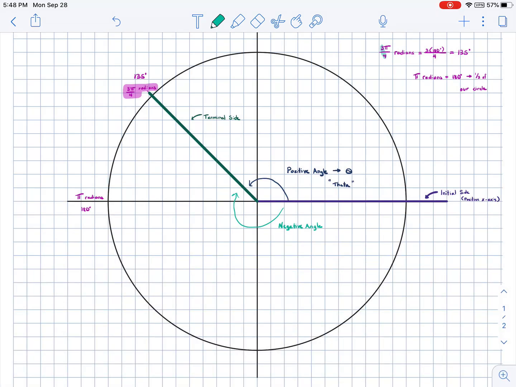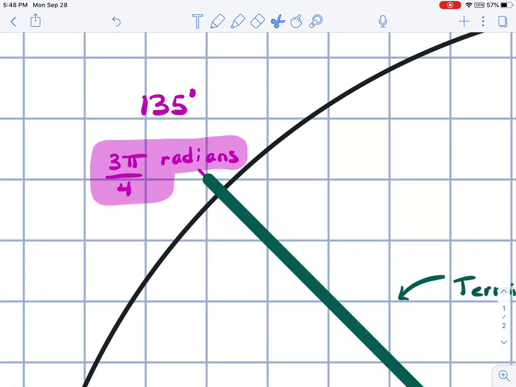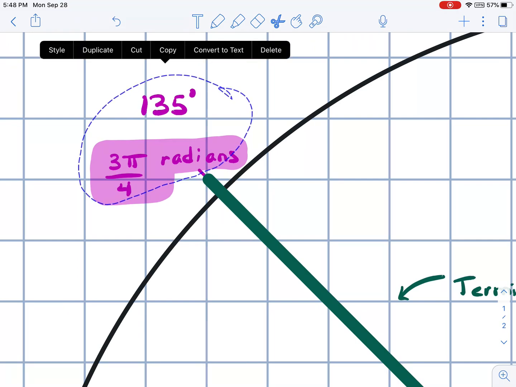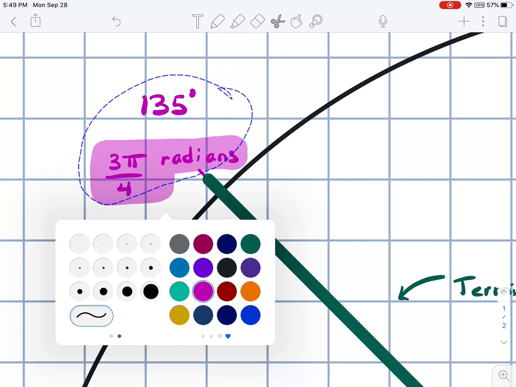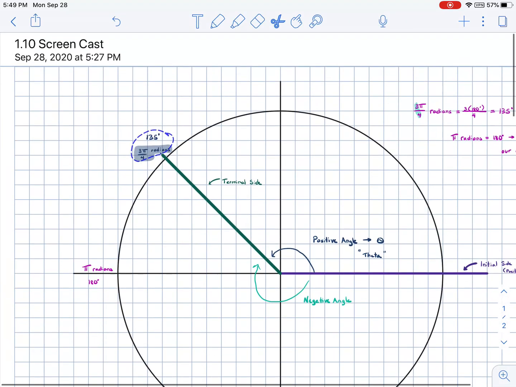So direction of opening tells you, if you have a positive angle, you're going to open counterclockwise from the initial side to the terminal side. If you're a negative angle measure, then you're going to open clockwise from the initial side to the terminal side. So when we first were talking about these measurements, we were really working with that positive angle measurement that we highlighted earlier.